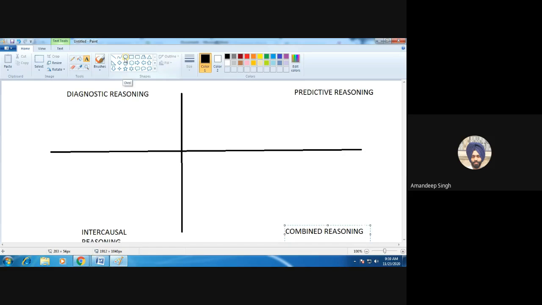So let me show some diagrams here. Diagrams are there.